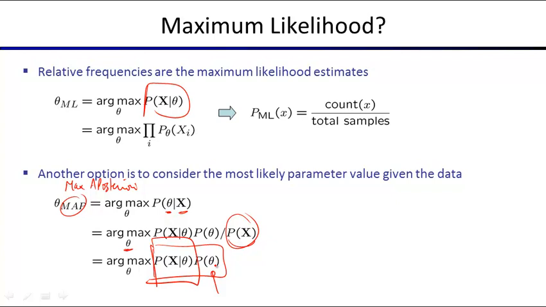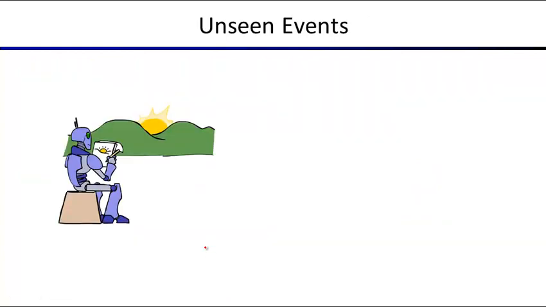What do we get here if we do the math? It depends on your choice of p theta. But key is that if you choose a p theta in a clever way, you can avoid these 0 estimates. So let's look at this in a little more detail. What we really want to do is avoid these zeros.